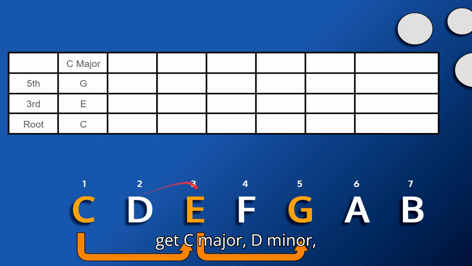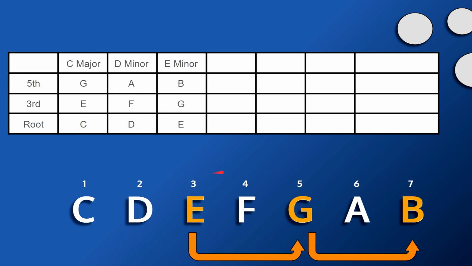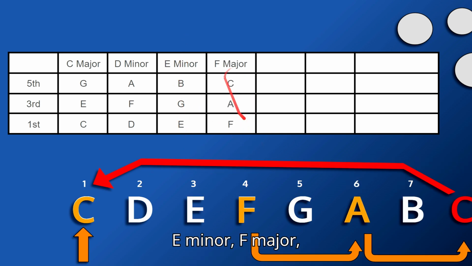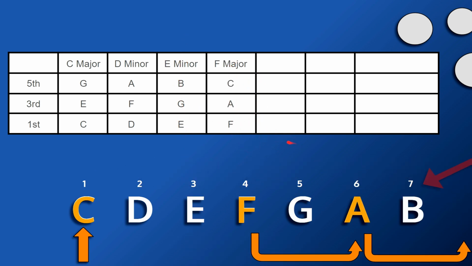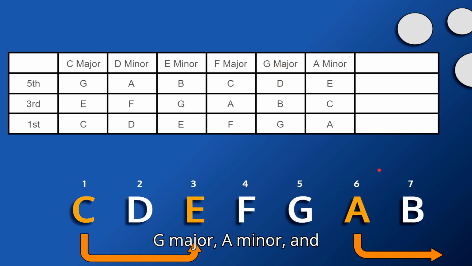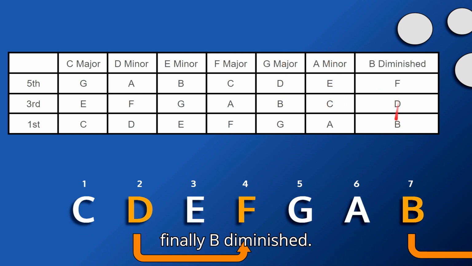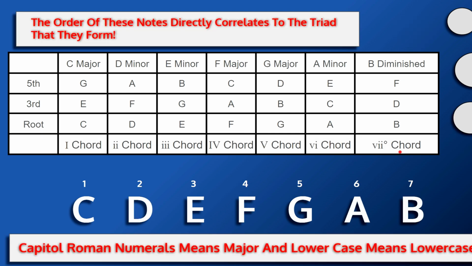So we get C major, D minor, E minor, F major, G major, A minor, and finally B diminished. Now we have all the diatonic chords of C major. And from the order of these notes, they get their own Roman numerals. So that would make F the 4 chord.